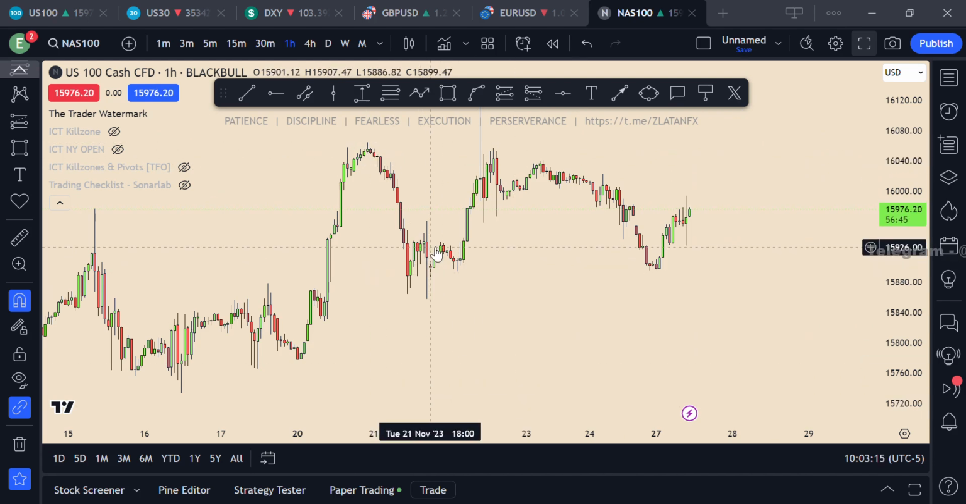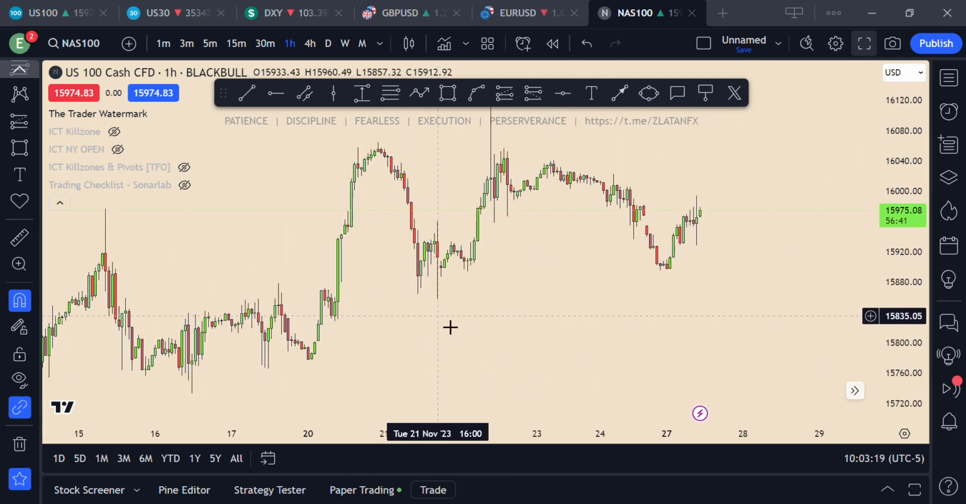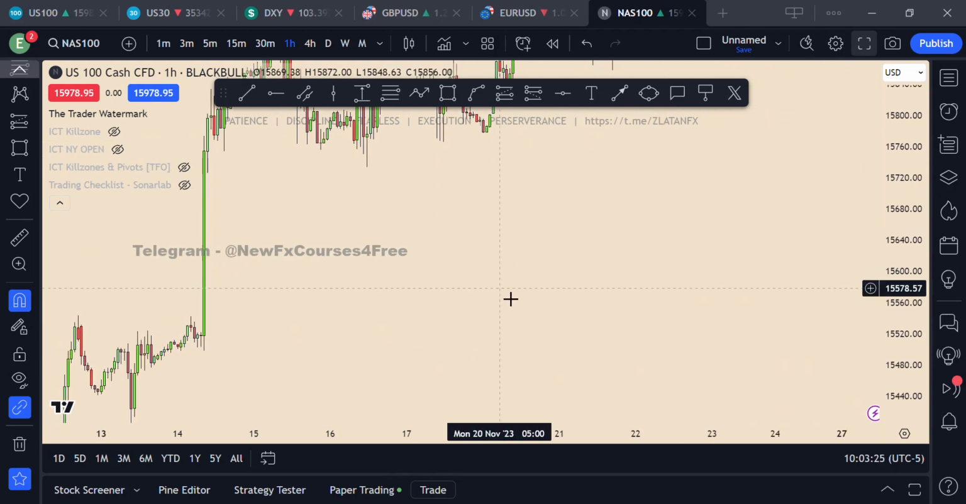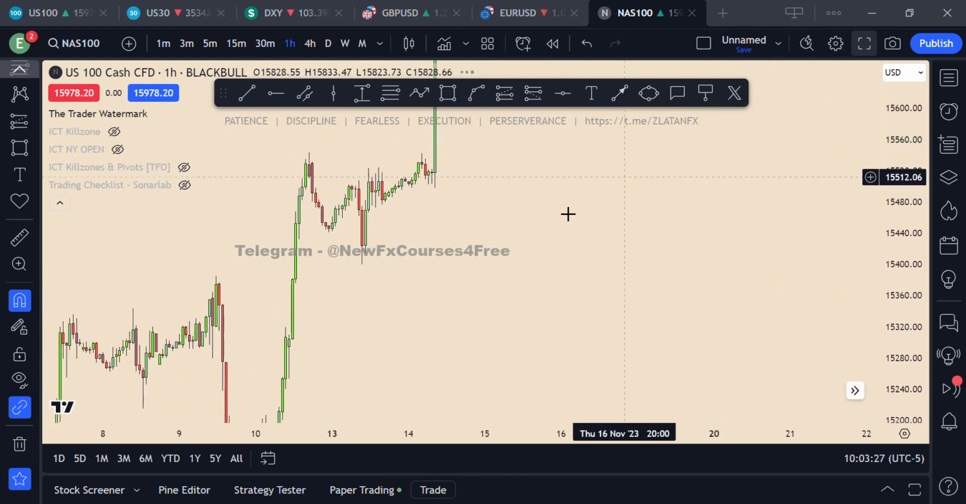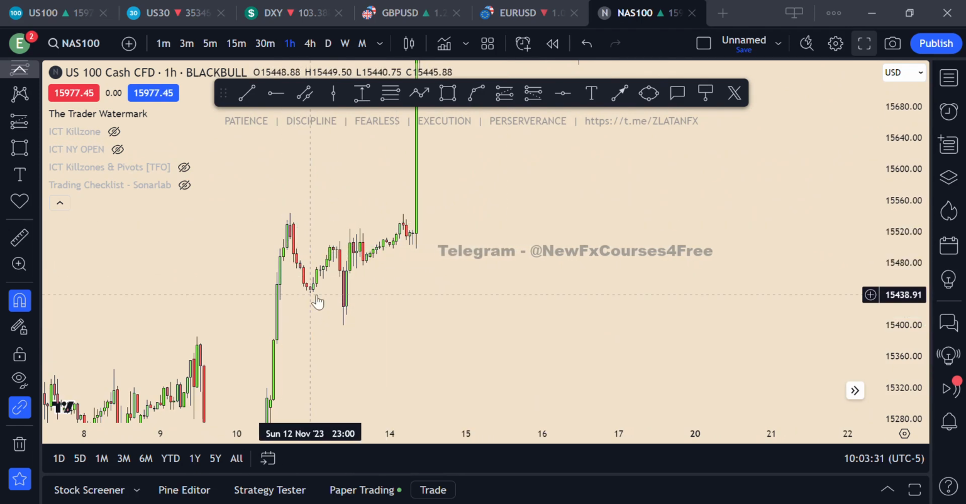Now, let me look for examples so I can show you guys. Turtle soup. Okay, this was a turtle soup, right? So this low came in at Asia. Now, when you're using turtle soup, the Asian range is very important.